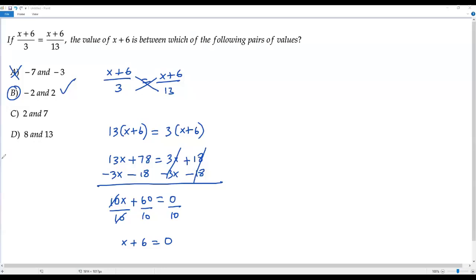Anyway, we can verify the other two options also. In option C, we have two positive values, 2 and 7. There is no chance to get the value 0 between two positive values, so we can reject option C. The same reason for option D, we have two positive values. Between two positive values, it's not possible to get the value 0. So we get the value of x + 6 as 0, and we get 0 between the negative value 2 and the positive value 2. So the correct answer choice for this question is option B.